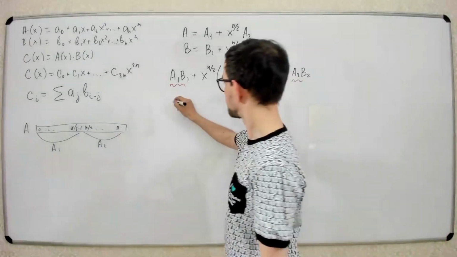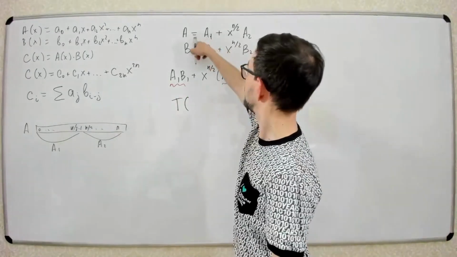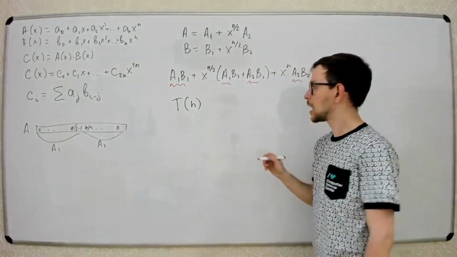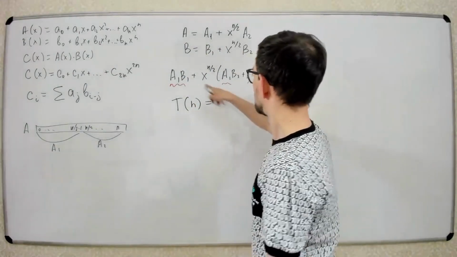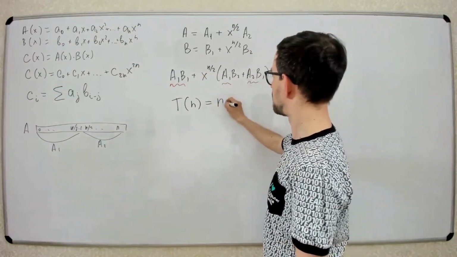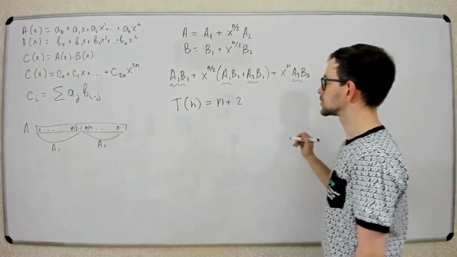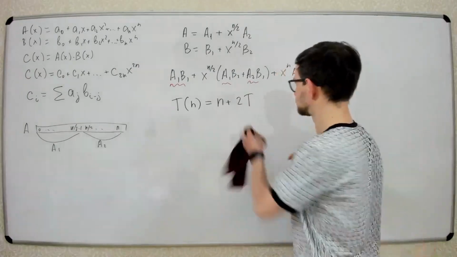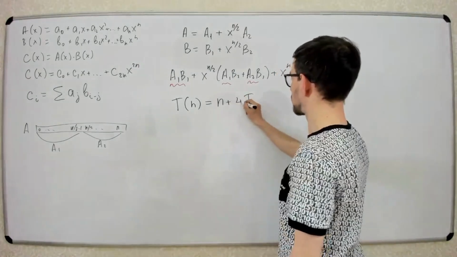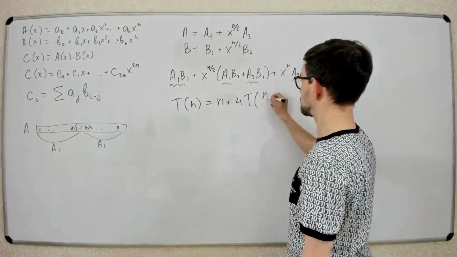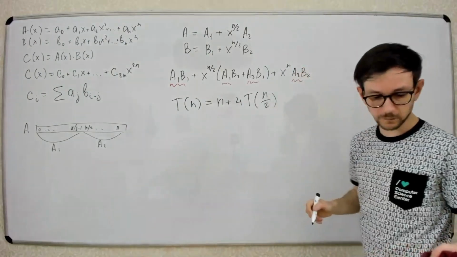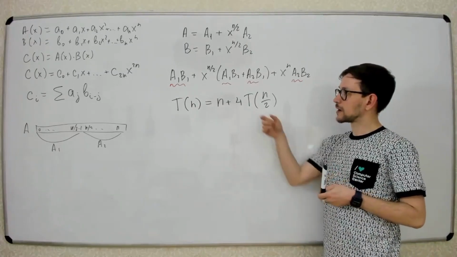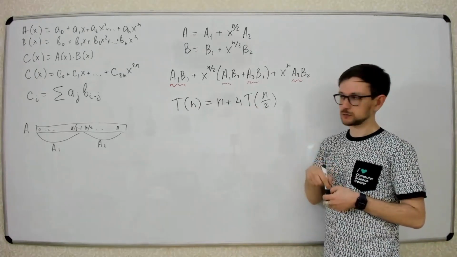So to calculate this product of two polynomials of degree n, I do something linear plus 4 recursive calls for polynomials of degree n over 2. Now, if I have this recurrence, what will be the time complexity?